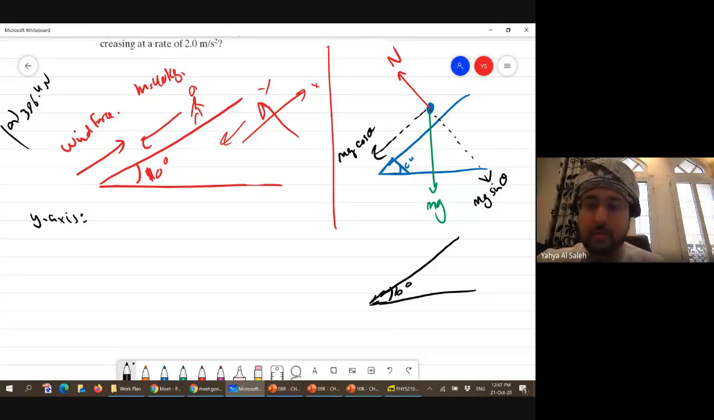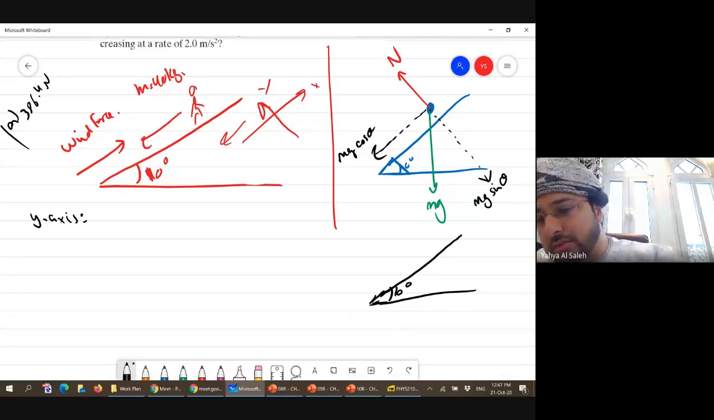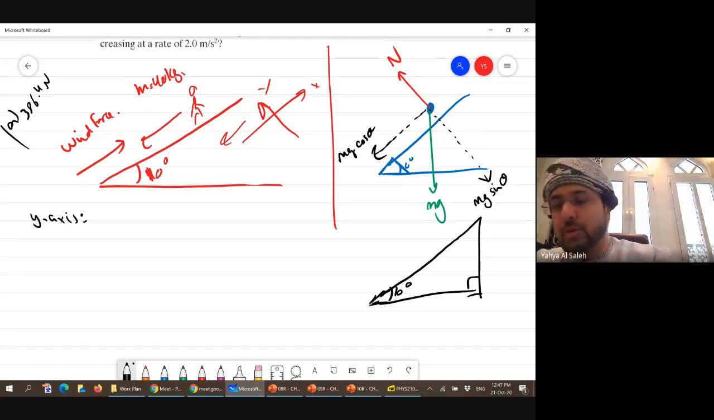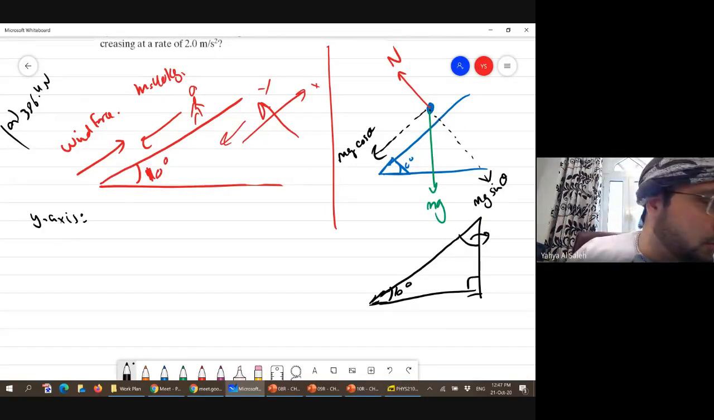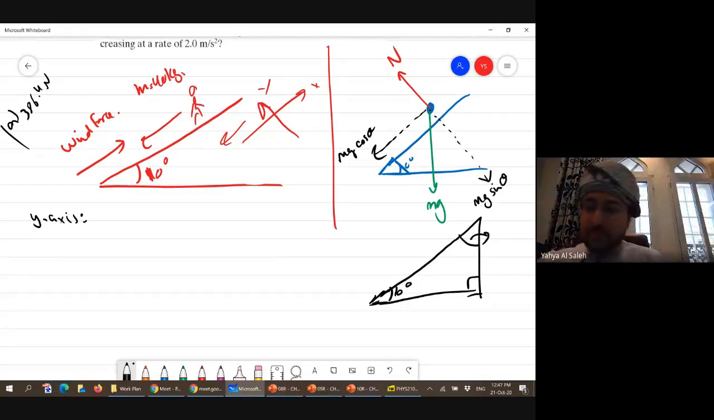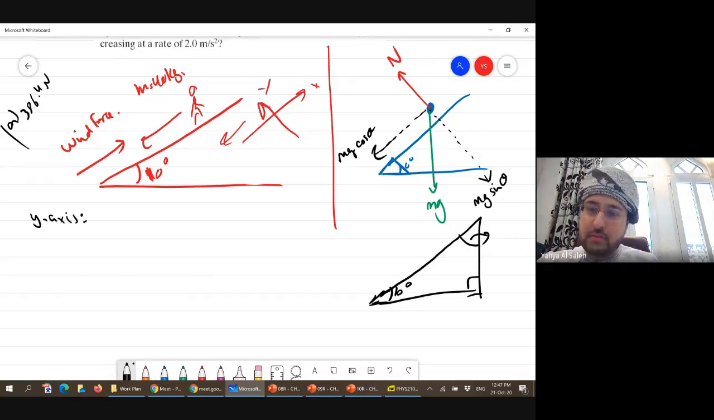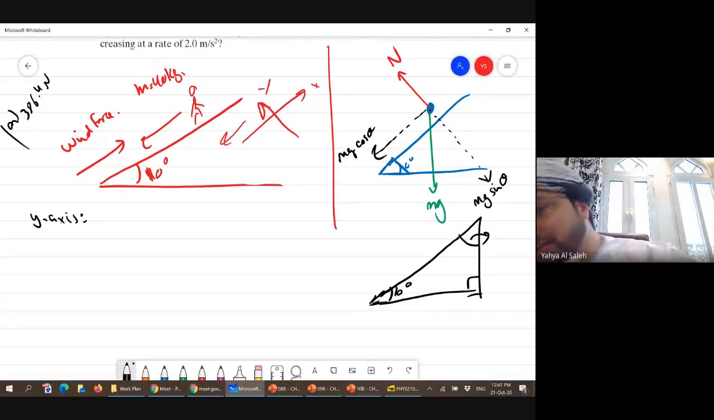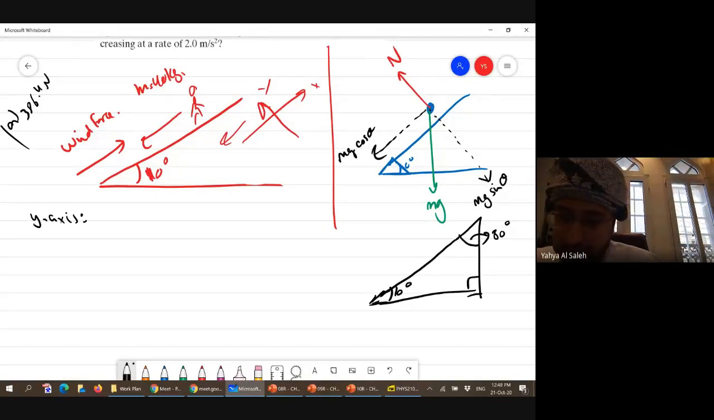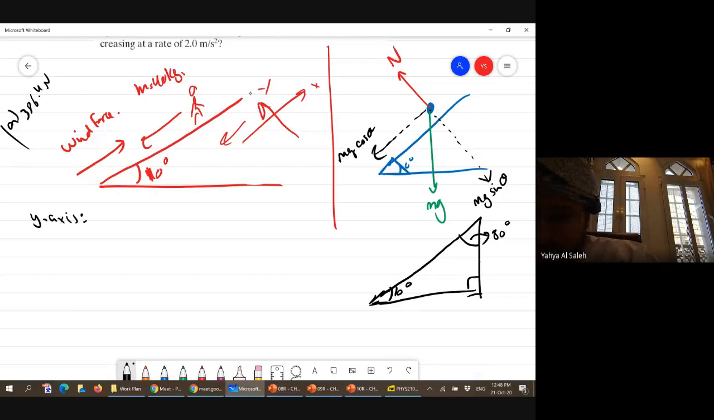So this is all we know. We know this is 10 degrees. We know this is 90 degrees. So this has to be how many degrees? Okay, so I do 10 plus 90 minus 180. So this has to be 80 degrees. This is 80 degrees.